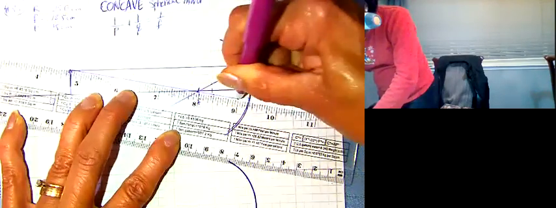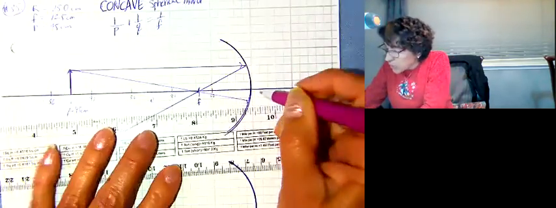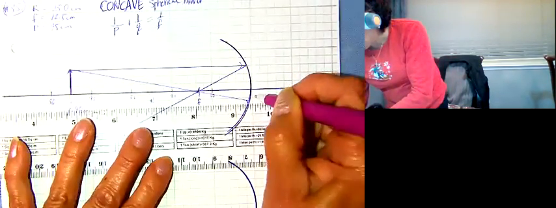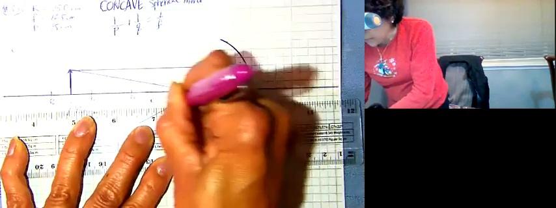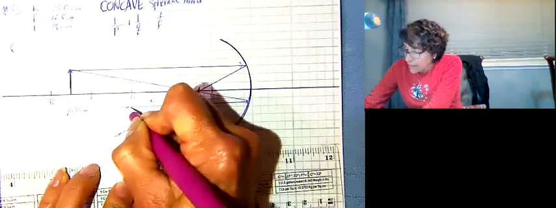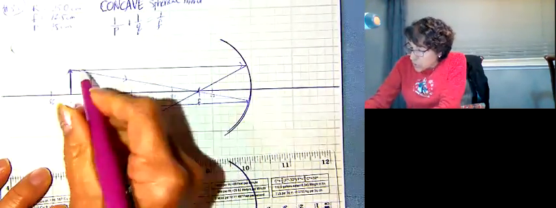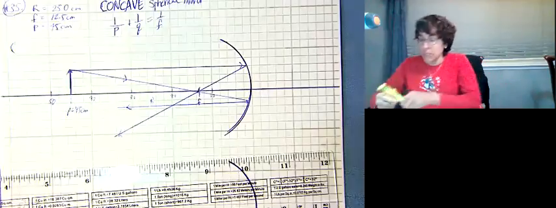This one goes through the focal point to the mirror. And from the mirror, it's going to go straight out. Straight out, back, reflected. Okay, so this ray is going to the focal point and straight out. So let me make sure you can see the different ones.